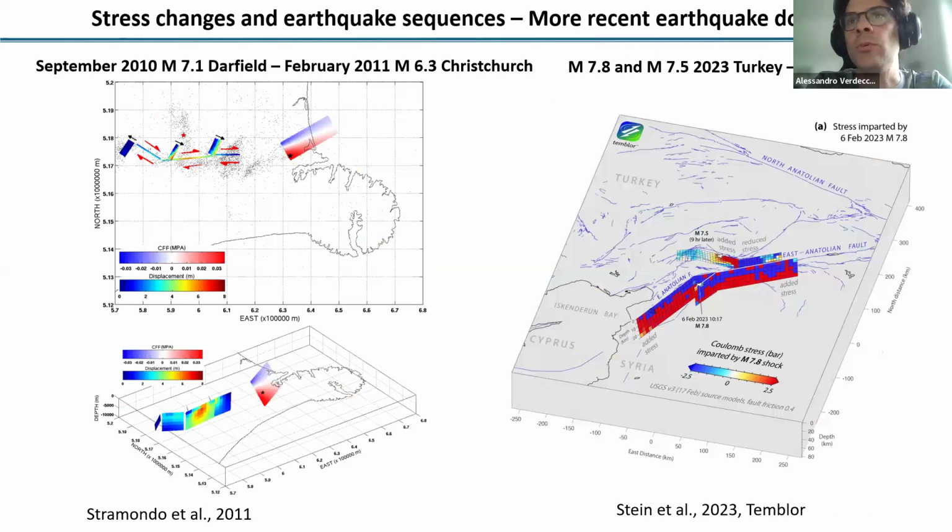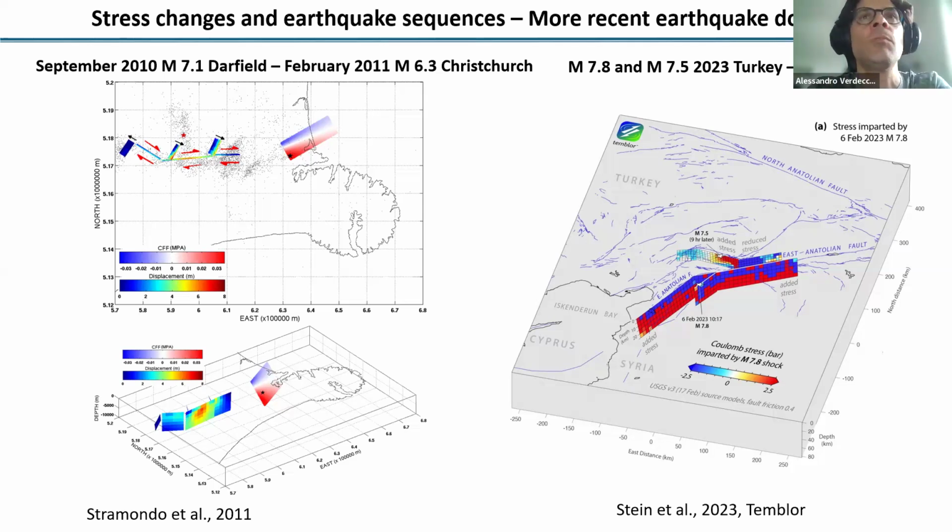If you look in Google Scholar, if you look for Coulomb stress changes, earthquake interaction, you will find plenty of papers. It will take forever to list all the papers, to list all the sequences of events, which have been studied and modeled and explained with the static stress interaction.